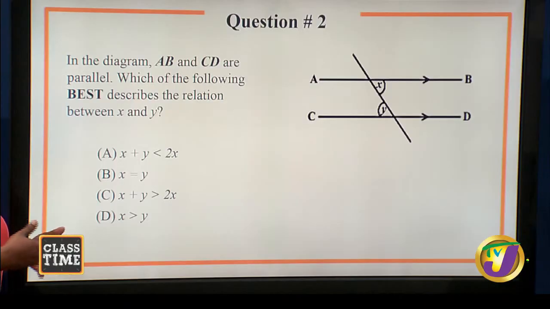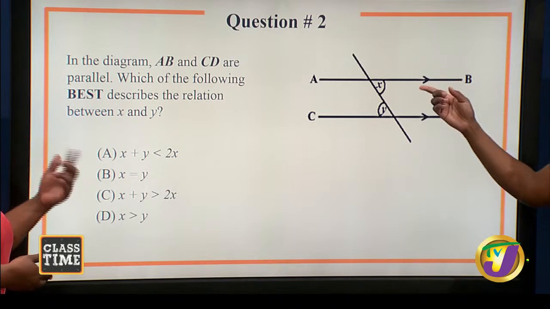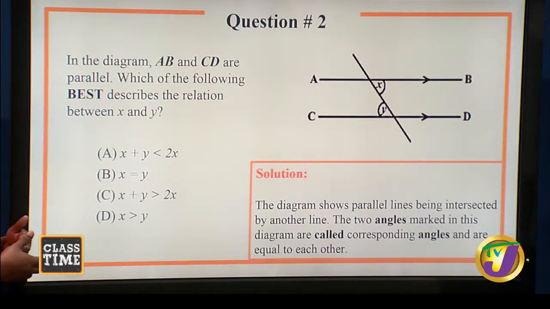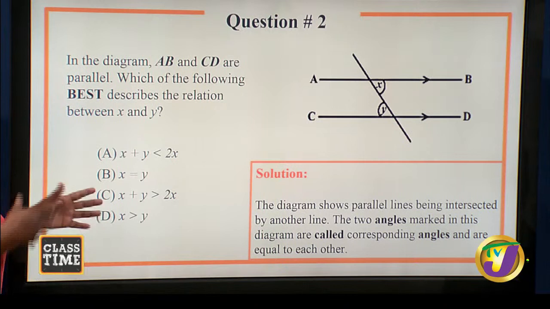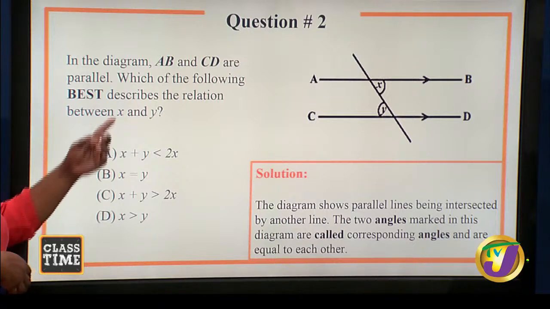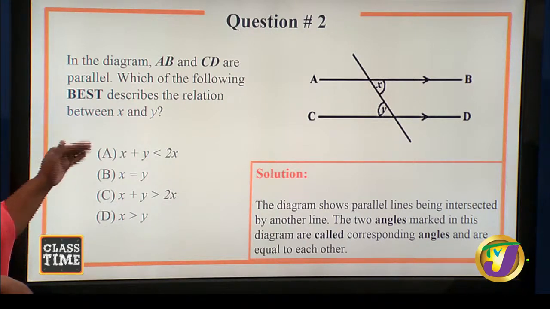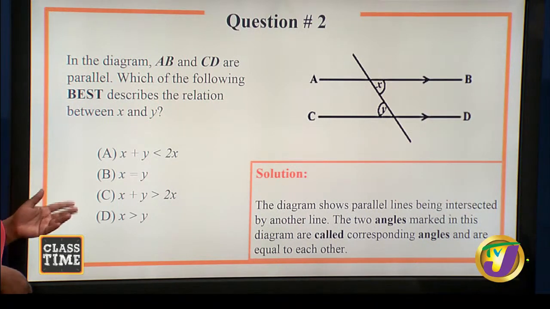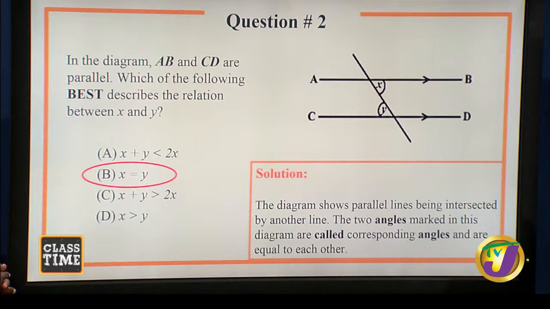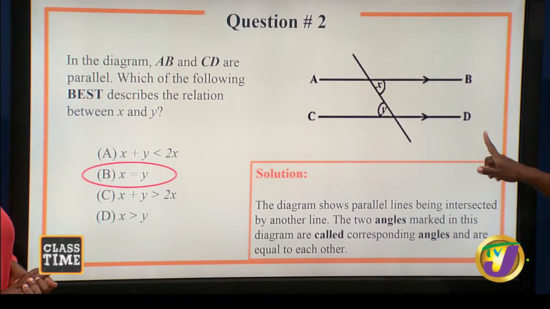There are some that we can eliminate, but jumping to the solution, we will know that X and Y are equal because they are alternate angles. Some persons refer to them as Z angles, and depending on the orientation of the diagram, they could be the N angles. So because alternate angles are equal, let's examine our solutions to see which says that x is equal to y. B jumps out at me because it explicitly states that x is equal to y. And so the answer would therefore be B, x is equal to y. Correct. Not bad.